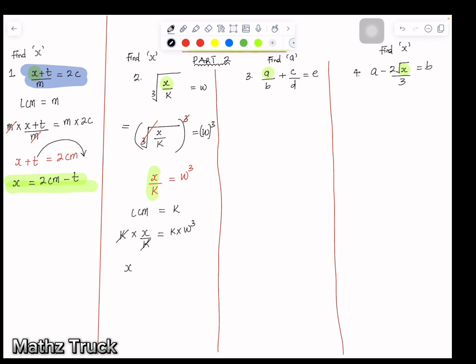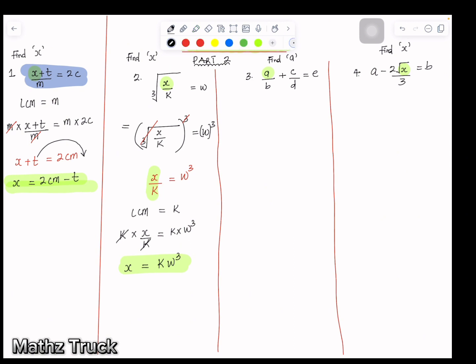Then we have the expression x equals kw exponent 3, or kw cubed. This is the expression that will be expected: x equals kw cubed.